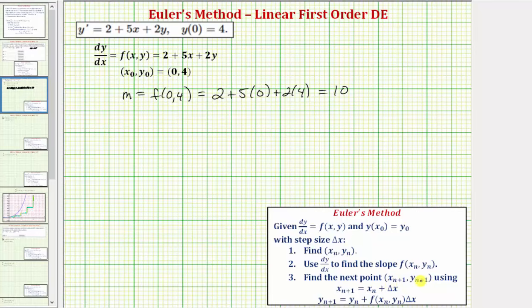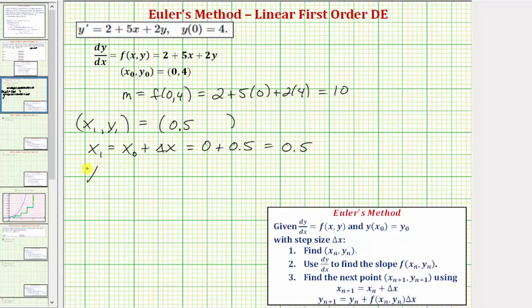Notice for x sub 1 comma y sub 1, we would have n equals 0. So for x sub 1 comma y sub 1, we'll first find x sub 1, where x sub 1 is equal to x sub n, which would be x sub 0 plus delta x, which would be 0 plus 0.5, which equals 0.5. So the new x-coordinate is equal to 0.5, and because delta x is always 0.5, to find each x-coordinate, we always just add 0.5.